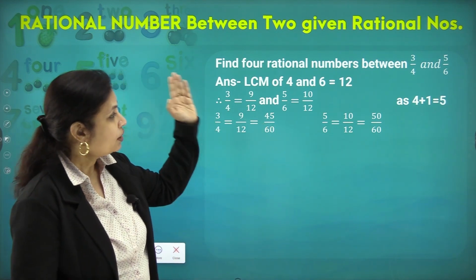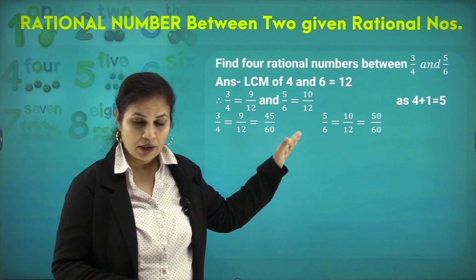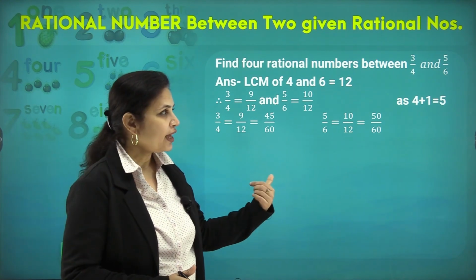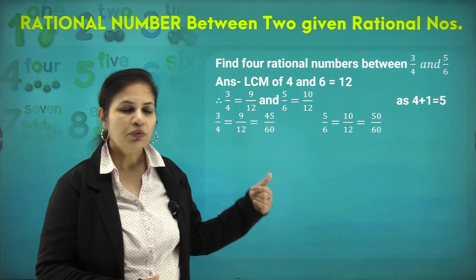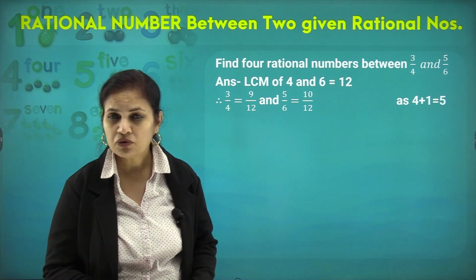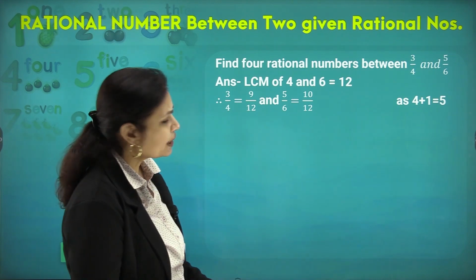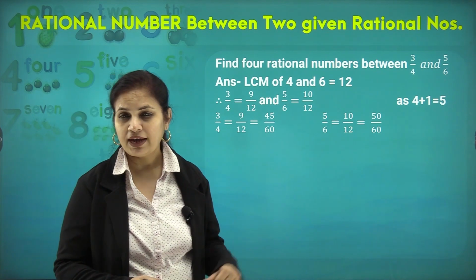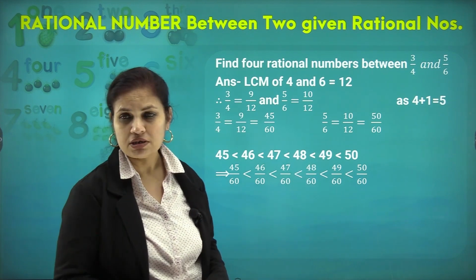So, where were we? We had got the common denominator as 12. But I have to find how many rational numbers? 4. For that, I need to make the denominator 5, which is not possible. So, what we will do, we will multiply the numerator and denominator of 9 upon 12 and 10 upon 12 by 5. Multiplying it with 5 upon 5, I will get 45 upon 60 and 50 upon 60.